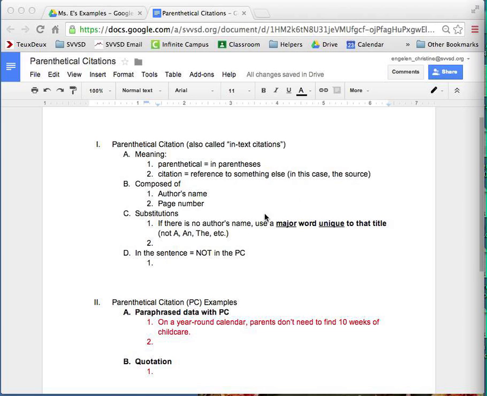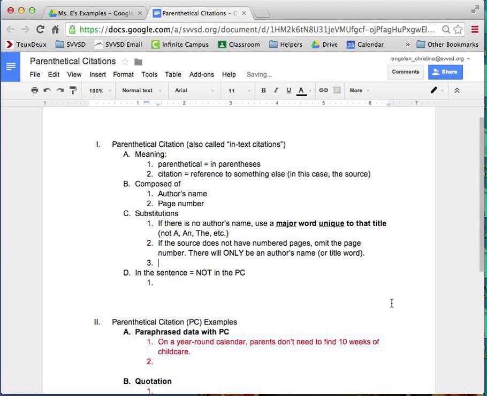And if you don't have numbered pages, you just omit the page number. You just ignore it. You just leave it out. Where a page number would normally be, there's just not going to be anything. There will only be an author's name or the title word.